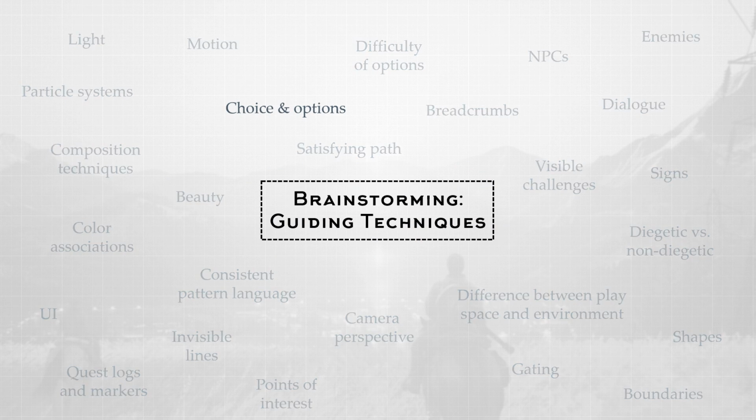So one way to make sure that all players reach the goal is to simply provide different options. So you would have multiple paths that the player may or may not take, and all of them would lead to the same goal. And that drastically increases the chance that the player will discover at least one of these options and then follow it through.